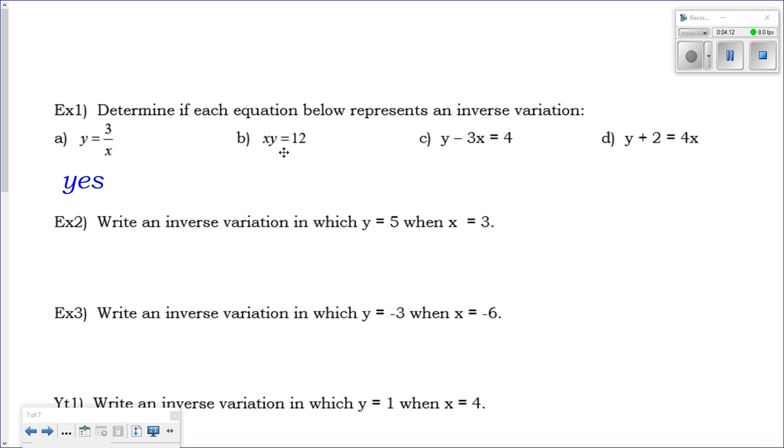Or, remember our secondary equation, part B, if you have x times y and it gives you a number, that is also an inverse variation. Okay, so 2 ways to recognize an inverse variation. C isn't quite as straightforward, so what I'm actually going to do is I'm going to solve for y. And what do you get when you solve for y here? Get y by itself. You get y equals 3x plus 4.